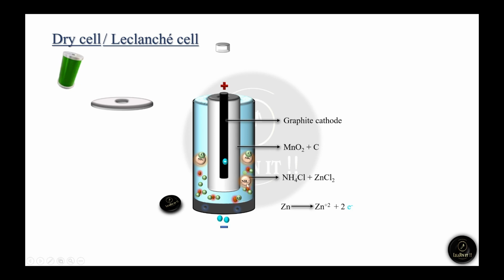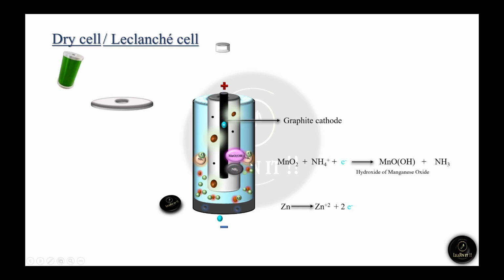So there will be production of ammonium cations. These ammonium cations enter into the inside layer made up of manganese dioxide and carbon. The manganese dioxide undergoes reduction along with ammonium cation to form hydroxide of manganese oxide and ammonia, and this reaction is irreversible. So that's why the dry cell or Leclanché cell is a primary battery, and this dry cell provides a voltage of 1.2 to 1.5 volts.